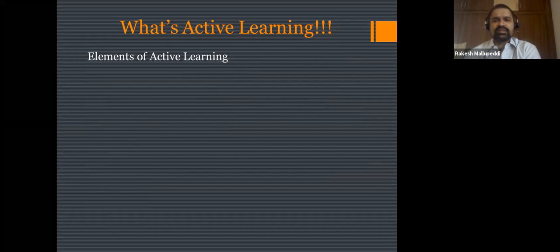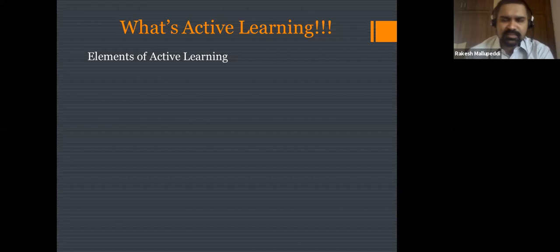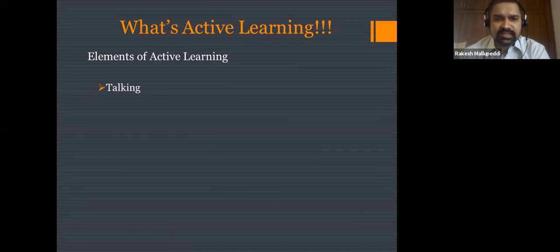See, in a traditional class, when the teacher is teaching the student, the teacher is constantly speaking and writing on the board, and the students' main part is listening and writing. But in active learning, the elements are more. So it's talking, listening, reading, writing, reflecting.